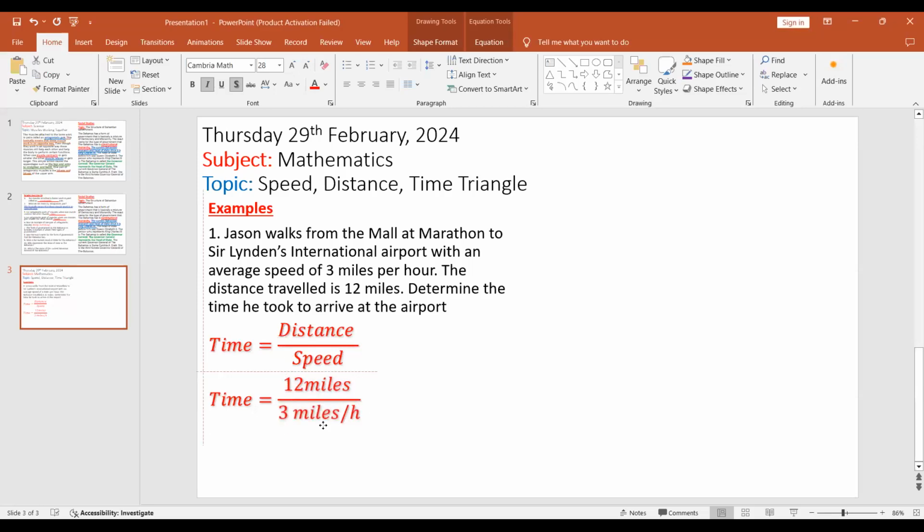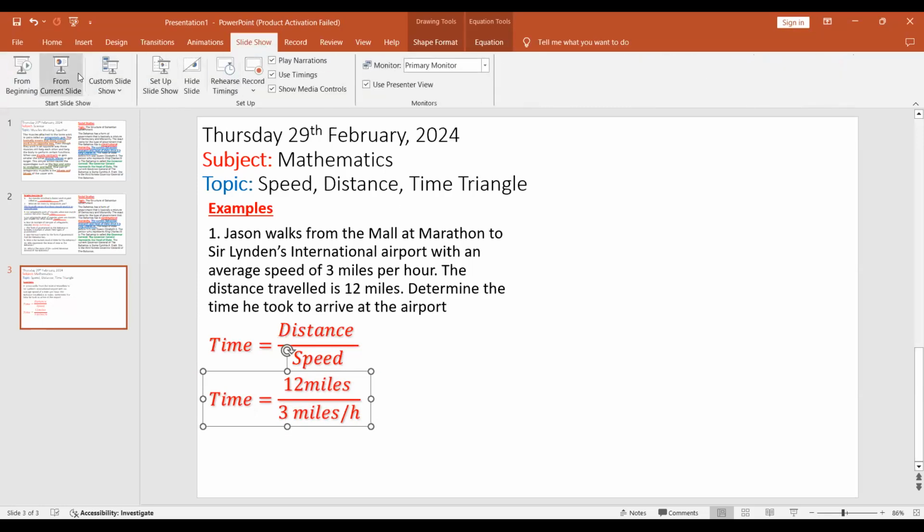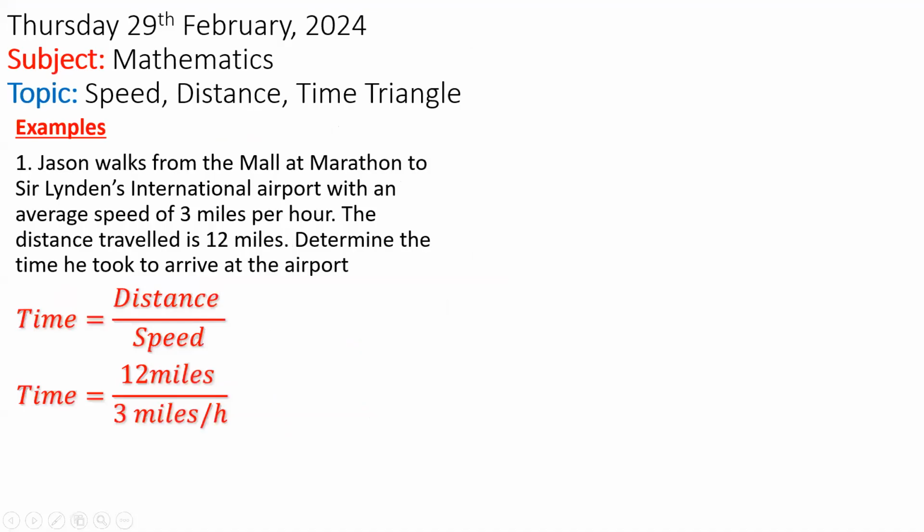Now, if we're trying to figure out the time taken, what do we have to do? Divide, right? And what is 12 divided by 3? That is 4. So what we have to do is divide. This is a fraction bar. You have to divide 12 by 3.